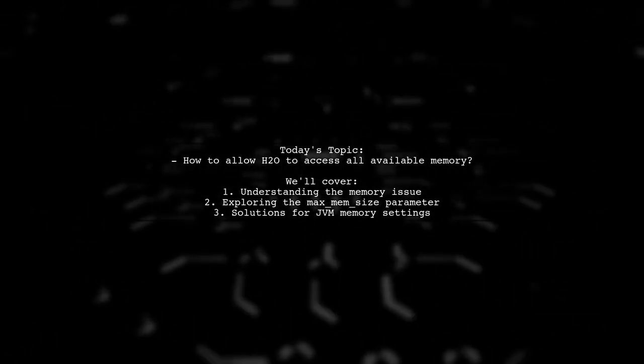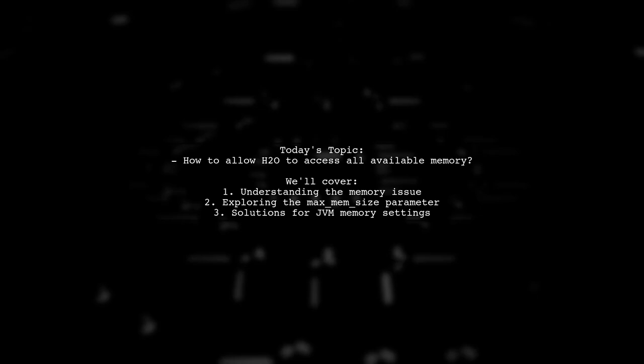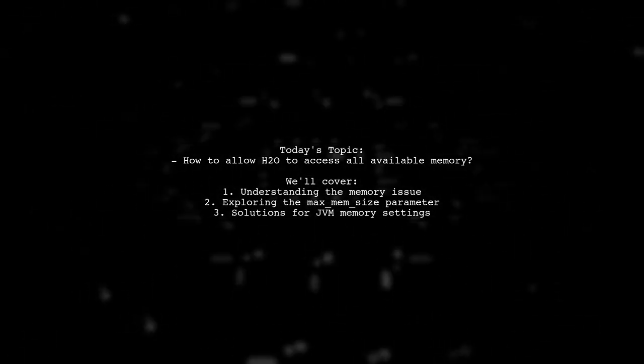Today, we're tackling a question that many data scientists encounter when working with H2O in our studio. Our viewer is running H2O on a Linux server with a whopping 64 gigabytes of RAM, but when they initialize the cluster, it only recognizes about 9.78 gigabytes of memory. They've tried adjusting the max mem size parameter, but it hasn't made a difference. So how can they allow H2O to access all available memory? Let's dive into this challenge and explore some potential solutions together.